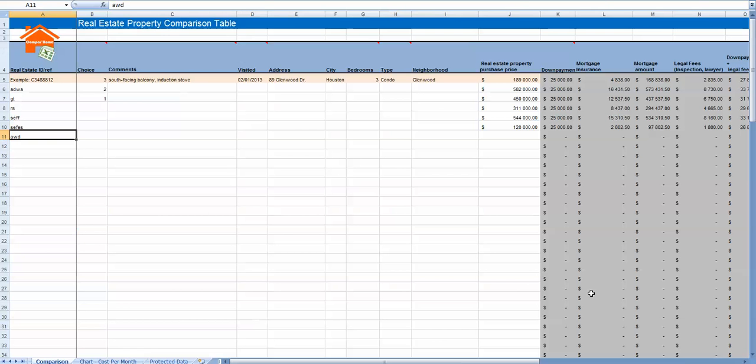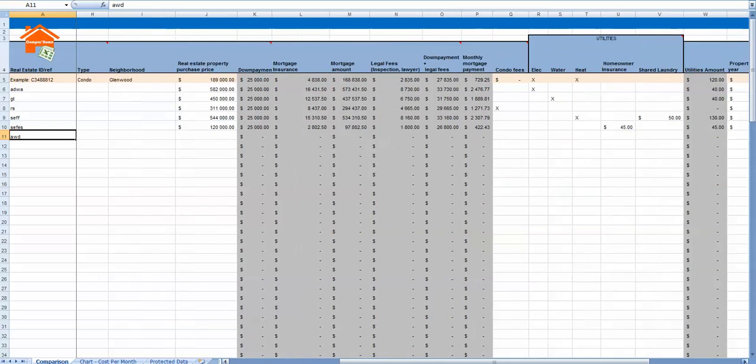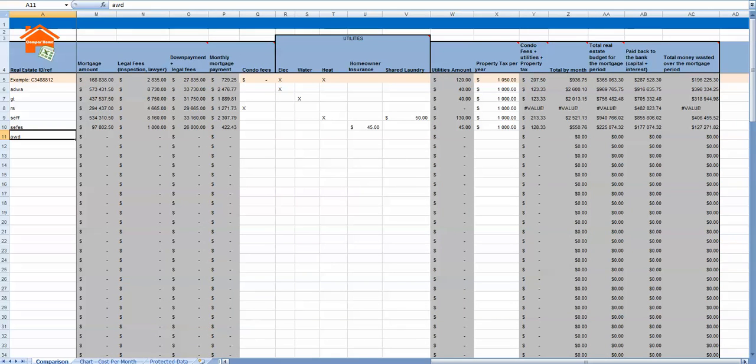All right, so I think that gives you an overall idea of this tool. It was very useful for me when I tried to buy my property.